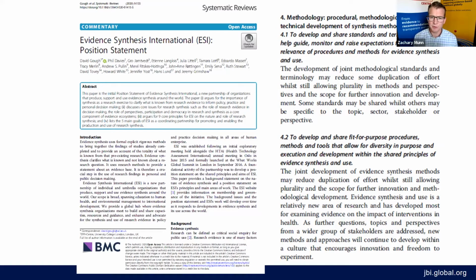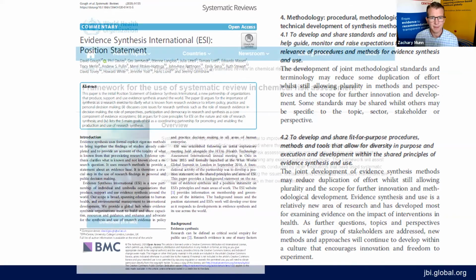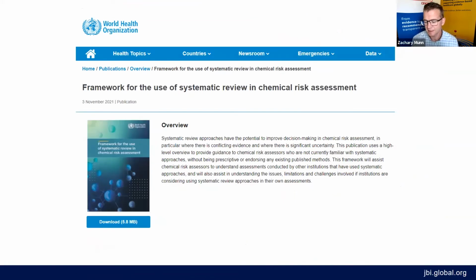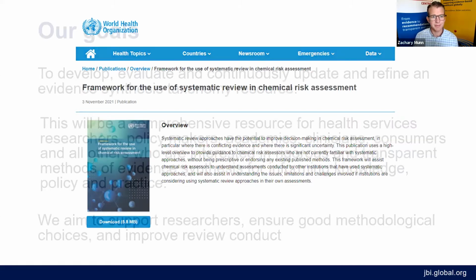So creating static taxonomies or classification systems probably isn't the way forward. In fact, we might need a continuously updated and evolving, living, if you will, evidence synthesis taxonomy. And just to highlight that this is an evolving field, even just this week, there was this publication from the WHO looking at systematic reviews in chemical risk assessment.